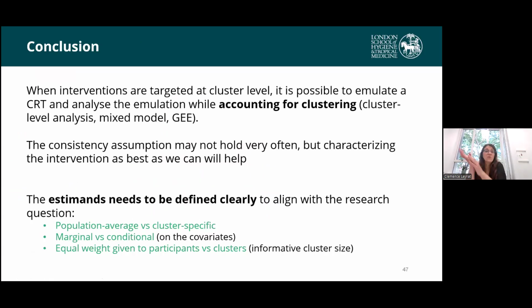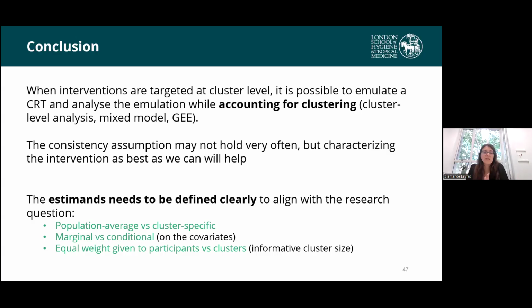So just to conclude, when we have intervention targeted at cluster level, we can emulate a cluster randomized trial, and we just need to account for clustering in the analysis. The consistency assumption will often be your main problem. However, if you have in your data sufficient information to describe the intervention and use it for the interpretation, it can be fine. It doesn't mean that you shouldn't proceed with the analysis. It may still give you something useful in practice.